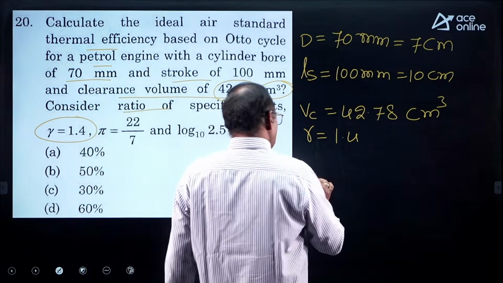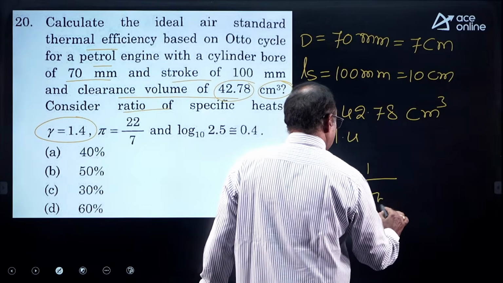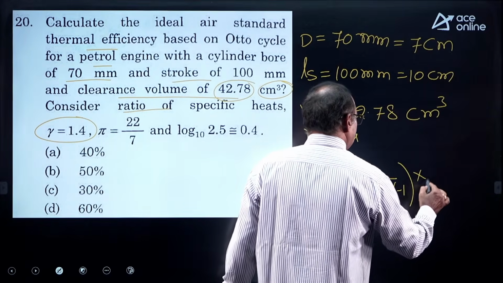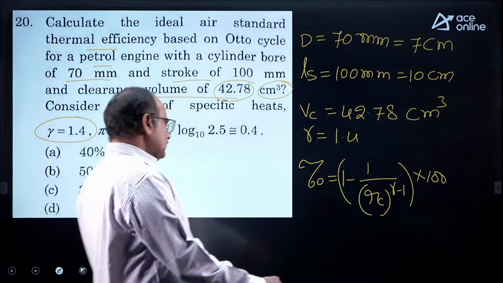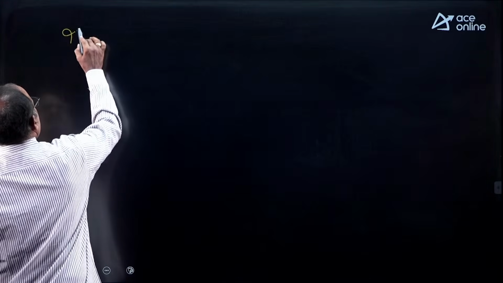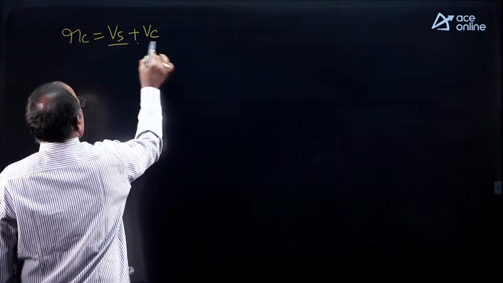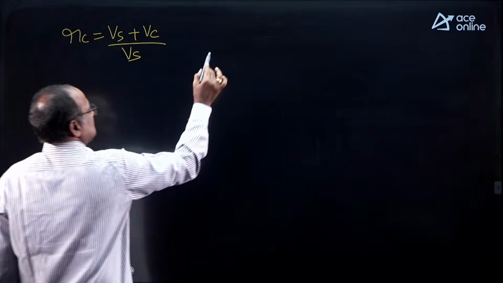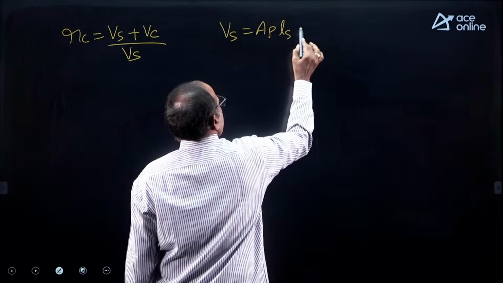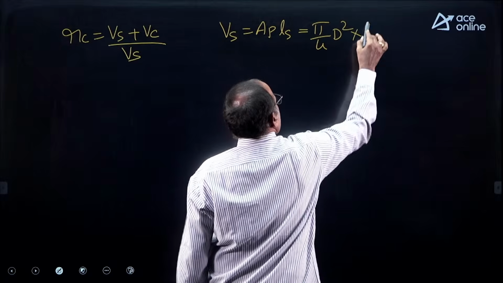As you know, Otto cycle efficiency equals 1 minus 1 by the compression ratio to the power gamma minus 1, into 100 for getting it in percentage. For that we need to decide the compression ratio. The compression ratio RC equals what? Swept volume plus clearance volume, dividing by swept volume. Swept volume equals the area of the piston multiplied by stroke length. It is equal to pi by 4 into D square into stroke length.